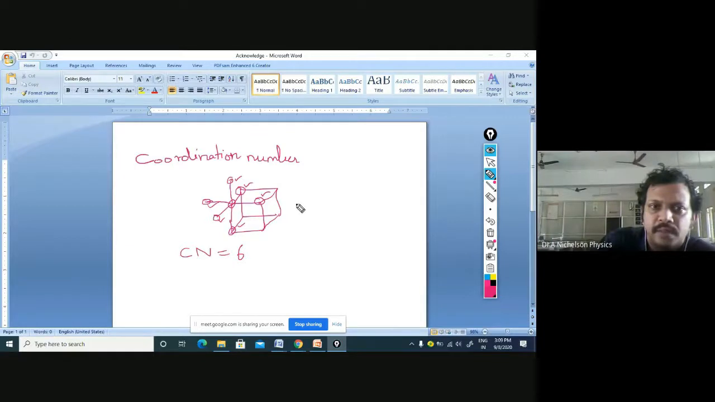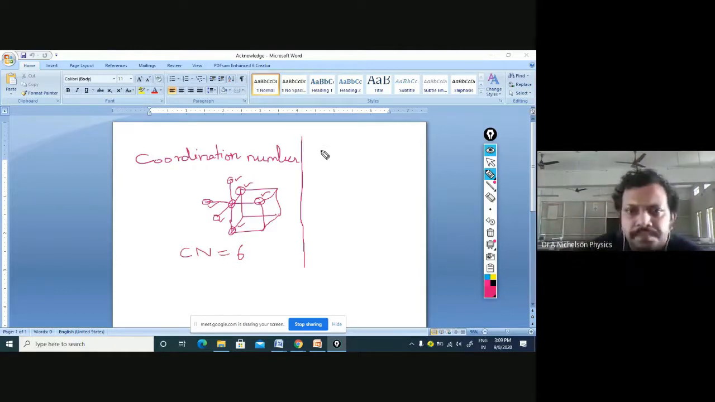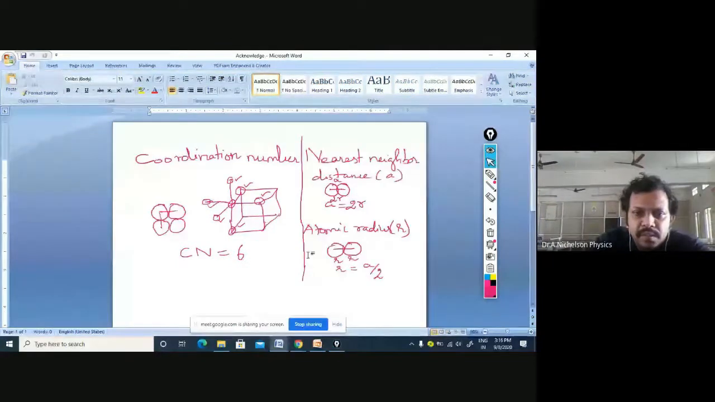So just take it down. Next, what is the next one? So nearest neighbor distance, I think. Coordination number, I think up to this you have already followed.